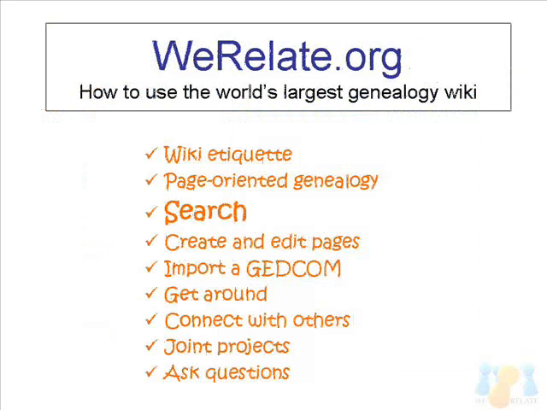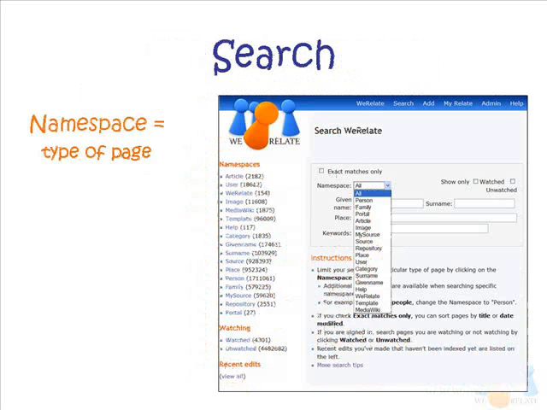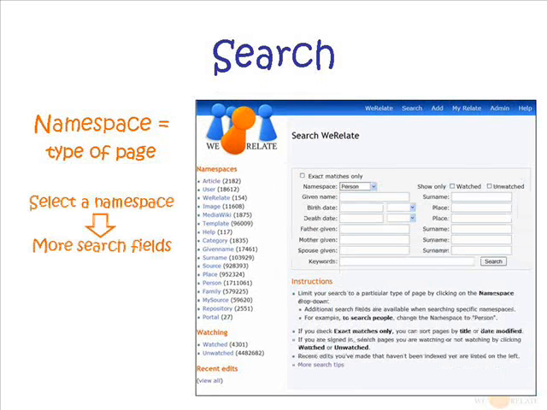Now let's talk about search. The first thing to know is that you can select the kinds of pages you want to search. You can search all pages, or if you want to search just people, select the person namespace. The namespace is the type of page you want to search. Notice that when you select a specific namespace, you get more search fields to fill in.